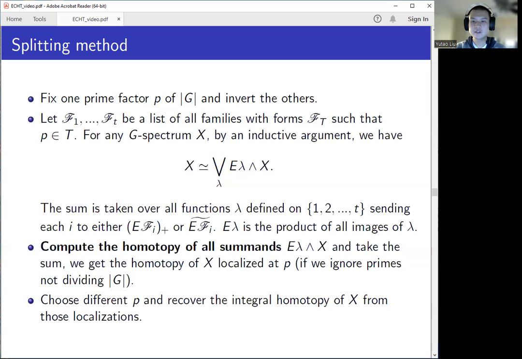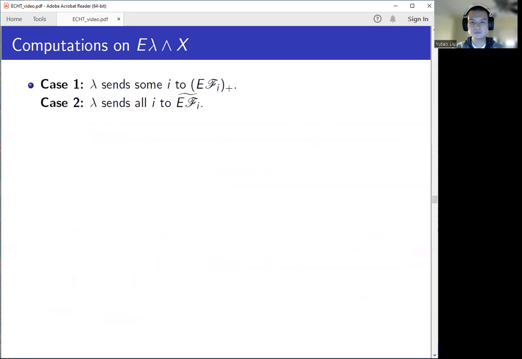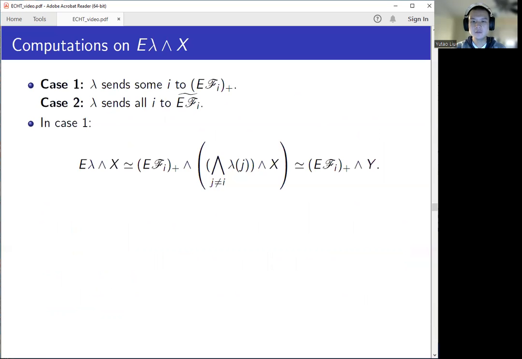The hardest part of this procedure is the computation of the split pieces, for which we divide into two cases. We will have either lambda sends some I to EFI plus, or lambda sends all I to tilde EFI. Case 1 contains all pieces with exactly one exception in case 2. For case 1, we can rewrite the summand as the product between EFI plus with some G-spectrum Y. Then we can apply the following theorem.